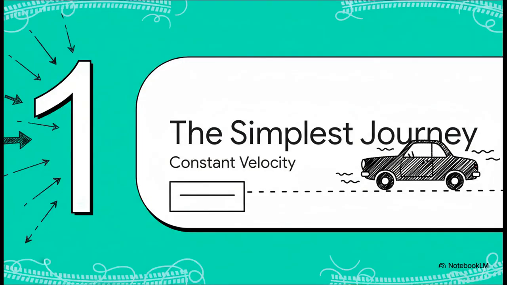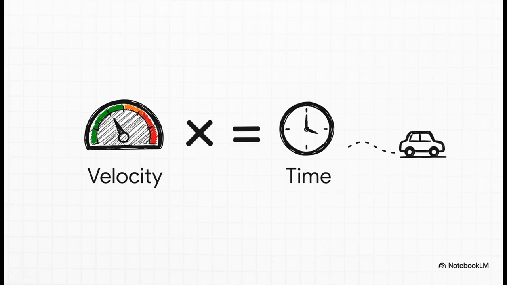Section 1, the simplest journey. We're going to start with constant velocity. Before we tackle the tricky stuff, let's start with the absolute easiest scenario. Imagine a car that's just cruising, not speeding up, not slowing down, just one single steady speed. Now, you've definitely seen this classic formula before, right? Displacement equals velocity times time. It's probably one of the first things you ever learned in physics. Super straightforward. But the real magic happens when we see how this simple equation connects to the graph.